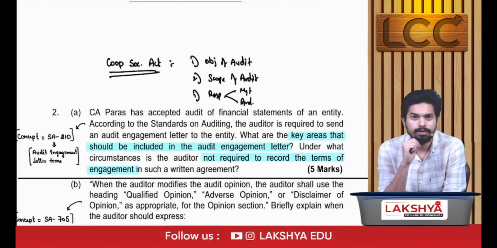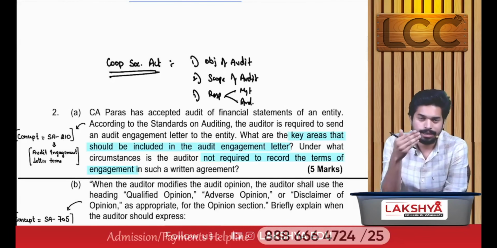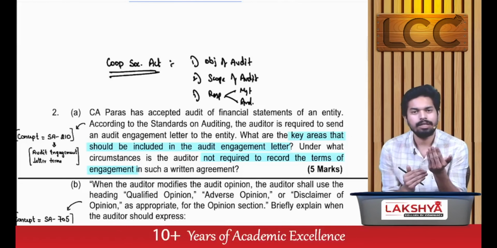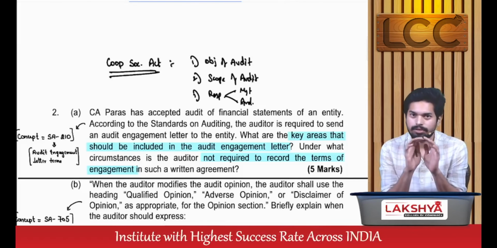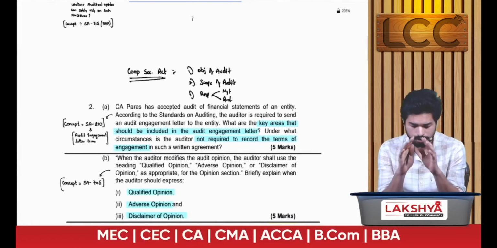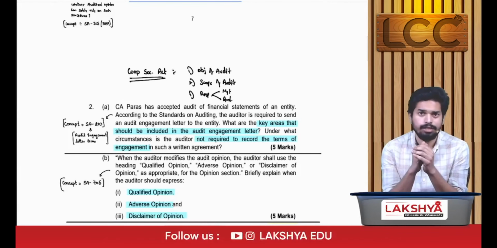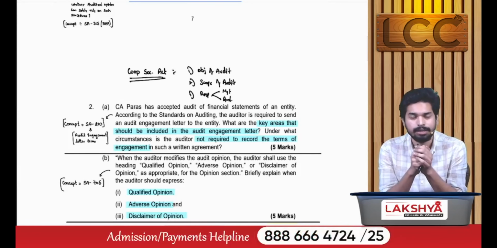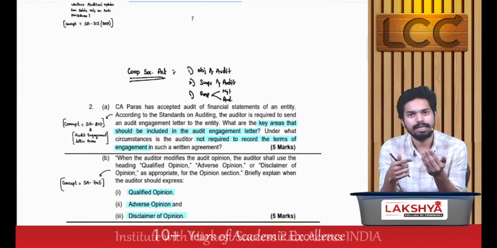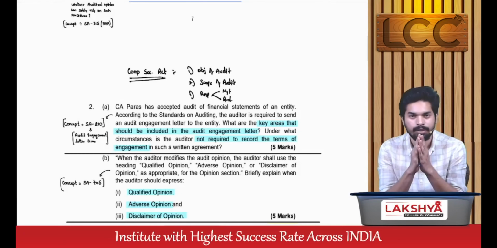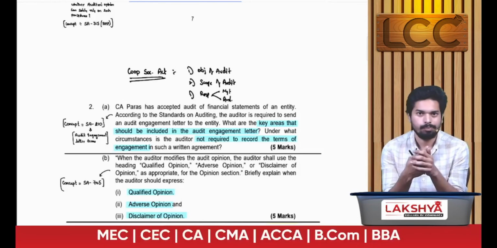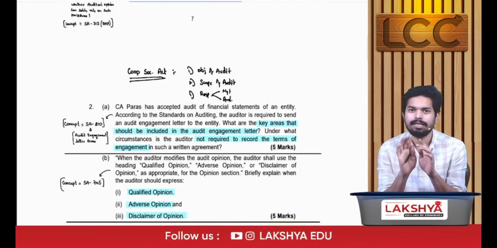Let's take an example. Now, if the law has already given you the terms of the audit engagement, then there is no need to record the terms of audit engagement again in a written agreement. So this is an exception. Yes or no? So if the law has clearly mentioned the contents of the audit engagement letter, then the auditor is not required to send a written agreement to the client once again. Except for the fact that the law applies to our engagement and the management understands its responsibilities.